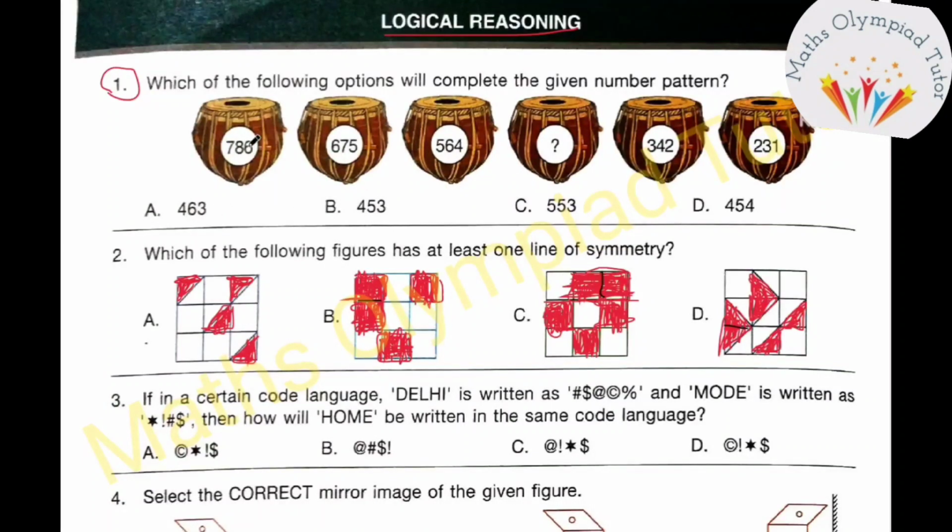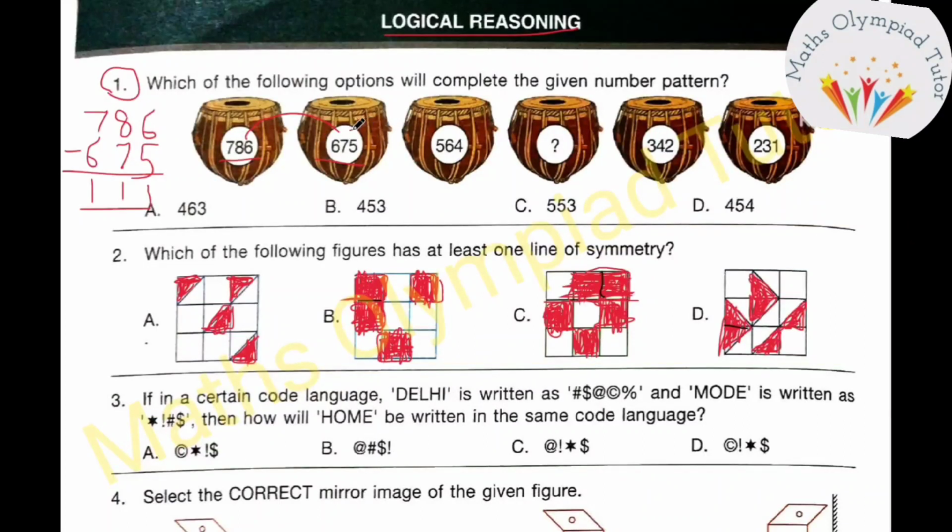So what do we have to do? We have to carefully observe the numbers here. The first number is 786 and the next is 675. What are we observing about the difference? The numbers are getting decreased. And what is the difference here? 786 minus 675. The difference is 6 minus 5 is 1, 8 minus 7 is 1, 7 minus 6 is 1. So the difference here is 111.